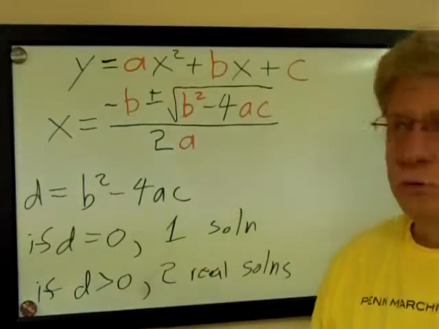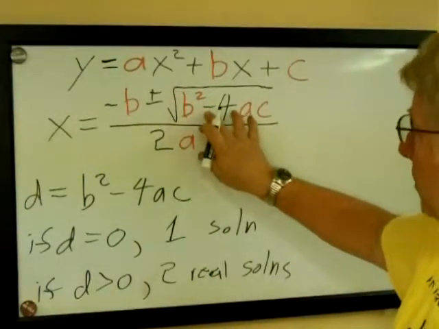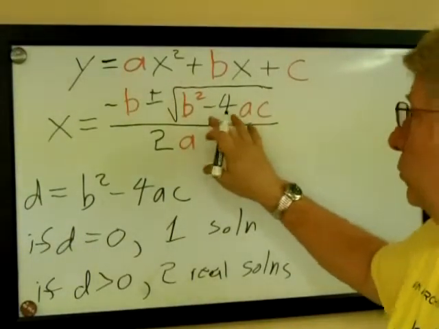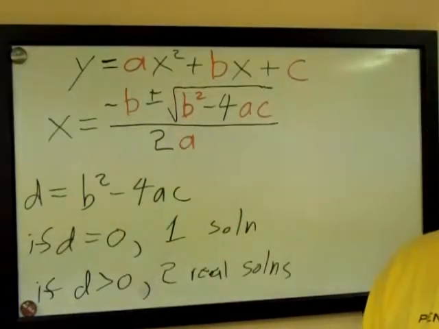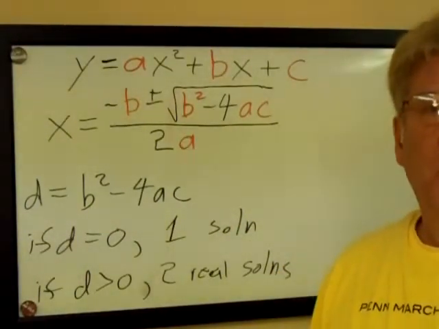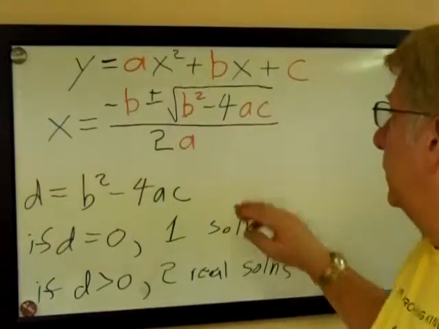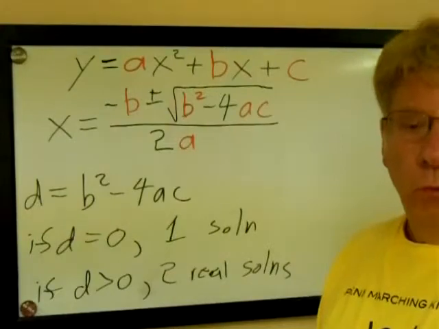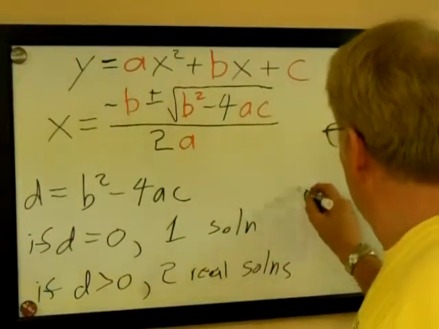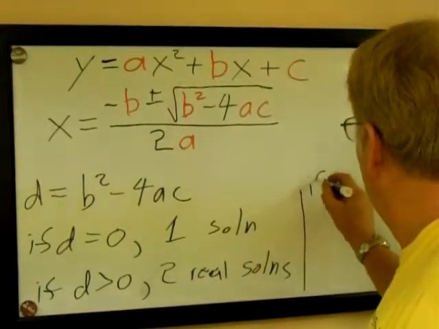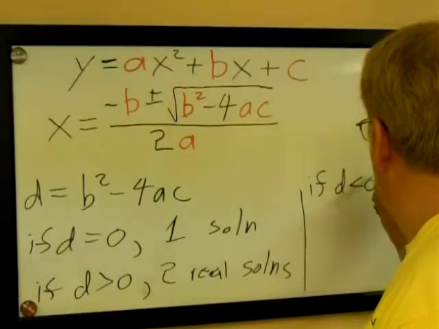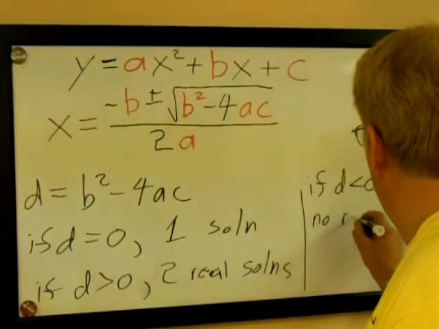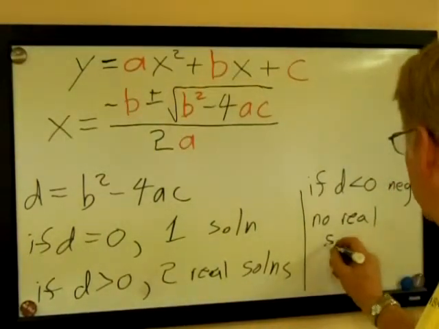And then the third situation is when this discriminant, the number under the square root sign, is negative. And if it's negative, the square root of a negative number is an imaginary number or complex. It's not a real solution. So in that case, where it's a negative number, we just write no real solutions. So we'll just put that over here. If the discriminant is less than 0 or negative, then there are no real solutions.